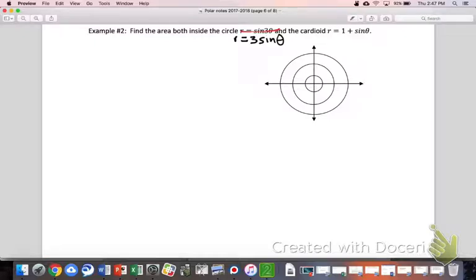So you find the area of the overlap? It says the area both inside the circle and inside the cardioid. So there will be a certain region that's inside both. So let's see here. The circle is going to be hard to draw. Does that make sense?